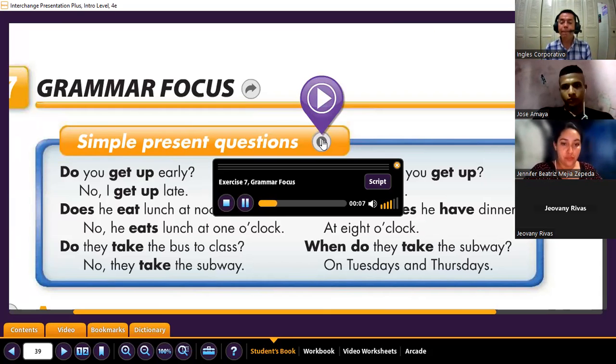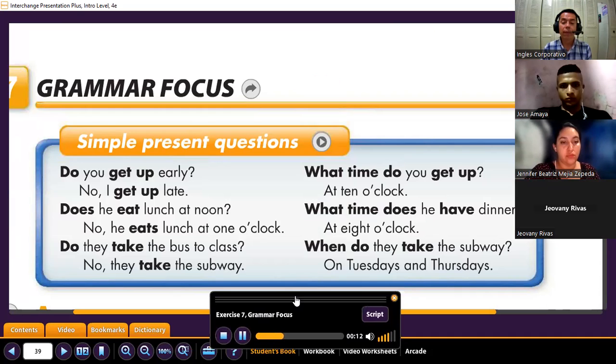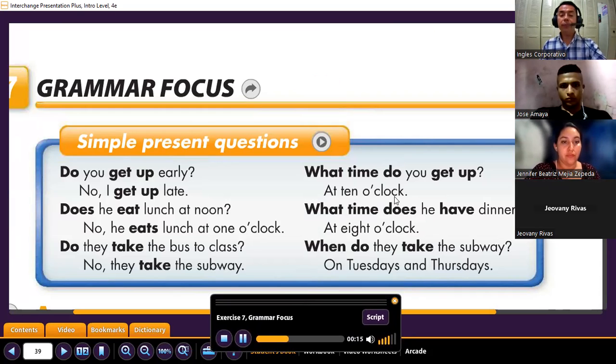Simple present questions. Do you get up early? No, I get up late. Does he eat lunch at noon? No, he eats lunch at 1 o'clock. Do they take the bus to class? No, they take the subway. What time do you get up? At 10 o'clock. What time does he have dinner? At 8 o'clock. When do they take the subway? On Tuesdays and Thursdays.